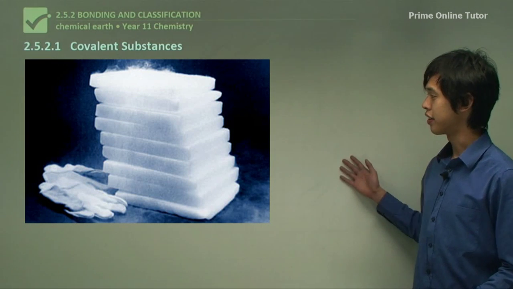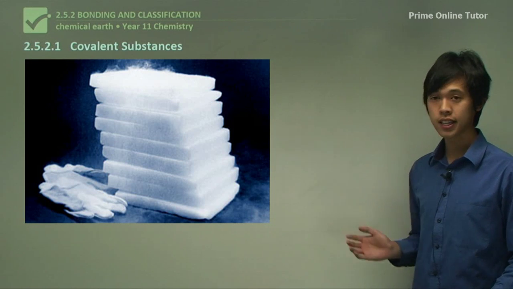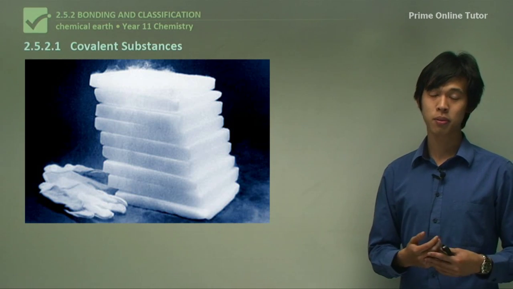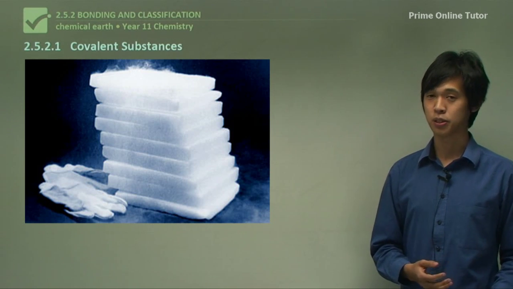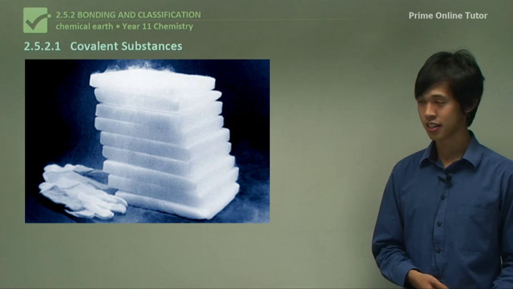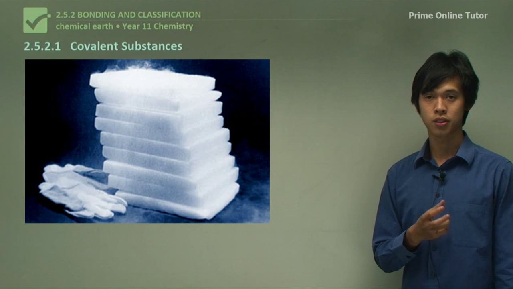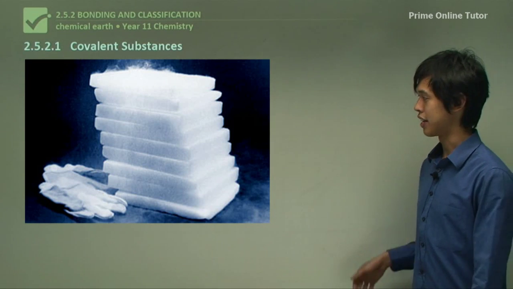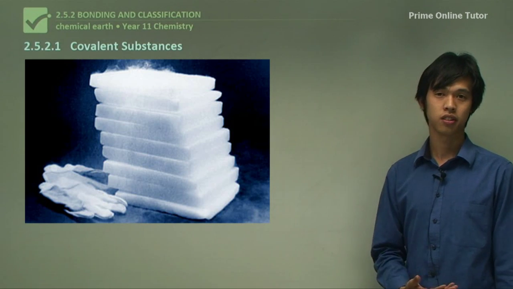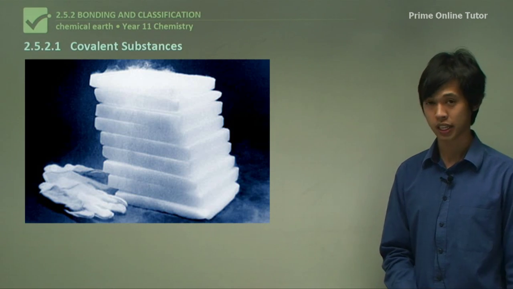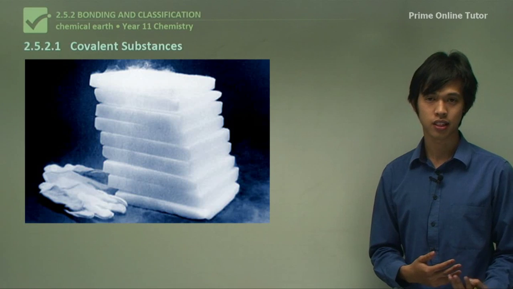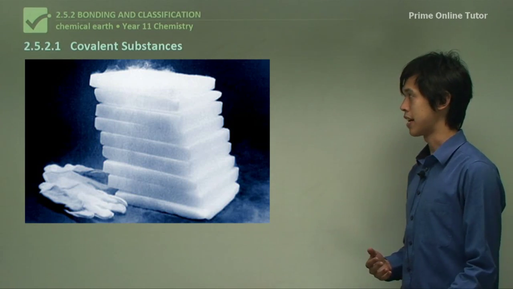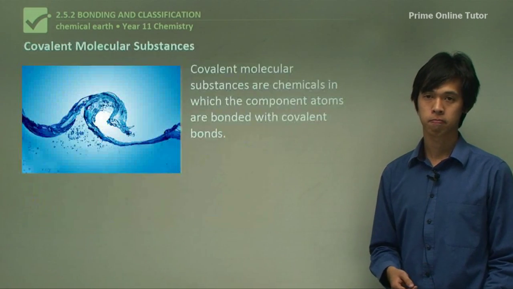So here we have dry ice, which is a chemical that you may not be familiar with, but it's actually just frozen carbon dioxide. So it goes straight from gas to solid, and it's used as a coolant, used to cool things, particularly in refrigerators. So dry ice is just one covalent substance that we're going to look at as we go through today's lesson.